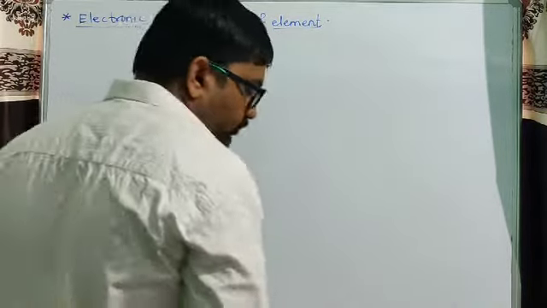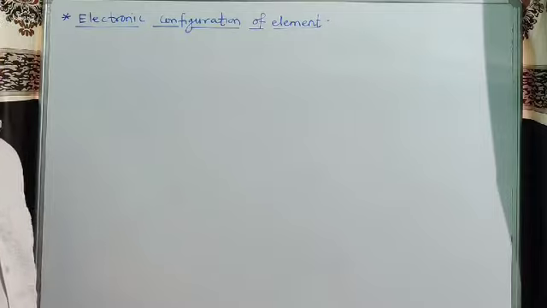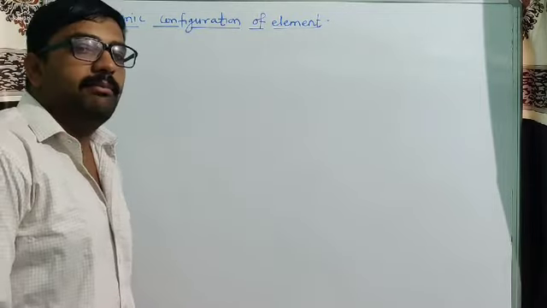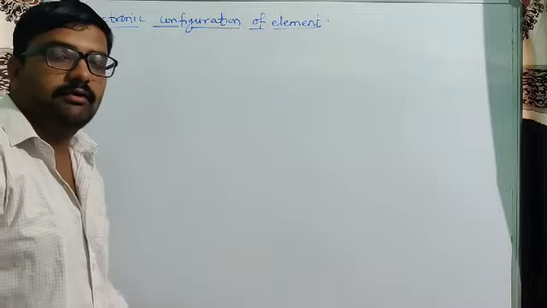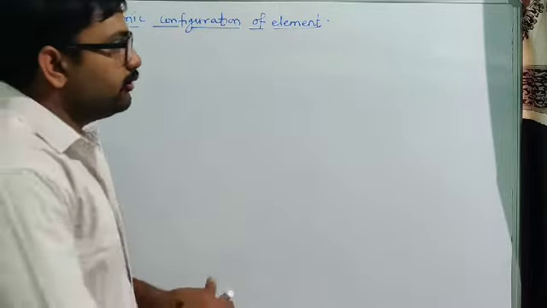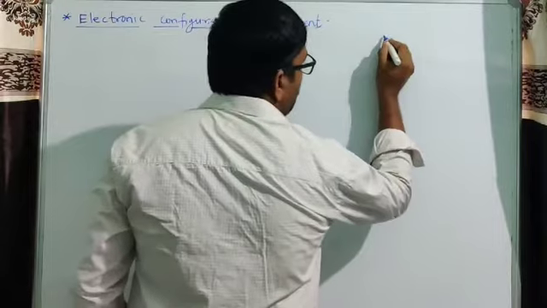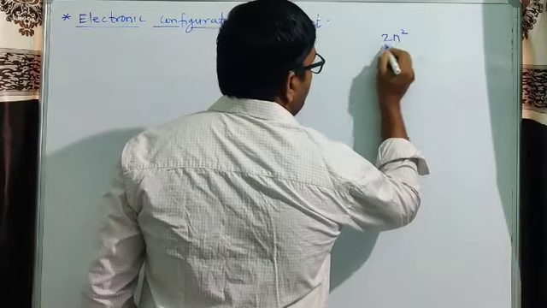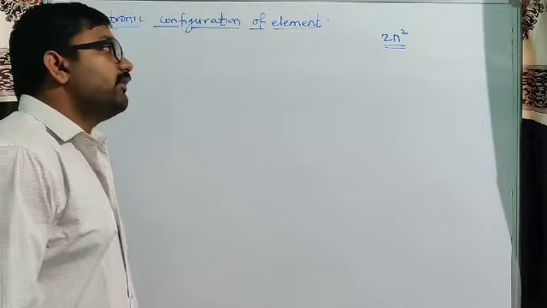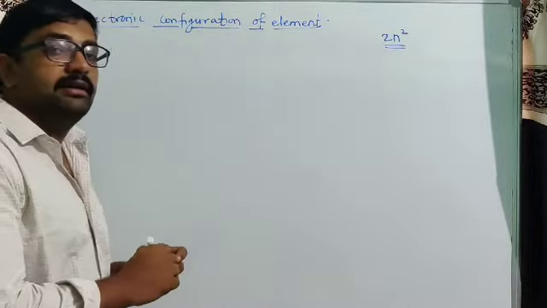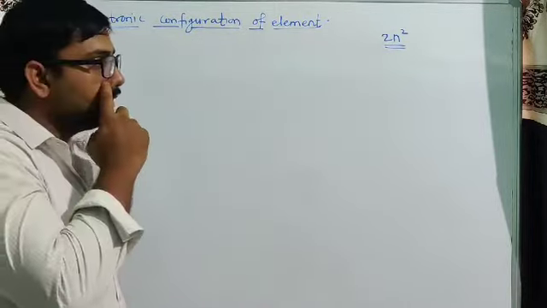Good morning students. Up to the last lecture we studied about the shells and the maximum number of electrons which are present in a particular shell. So we use one formula. Which formula? 2n square. This formula gives us the maximum number of electrons which are present in a particular shell.